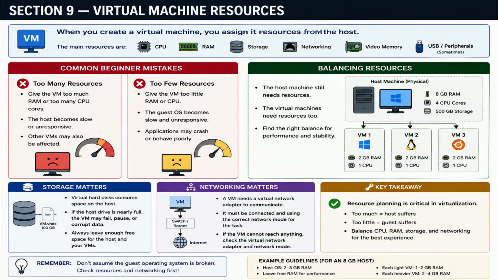If your physical laptop has 8 GB of RAM and you assign 6 GB to one VM, you may be leaving too little RAM for the host operating system. That can cause things like freezing, slow performance, or even crashes. Storage also matters. Virtual hard disks consume space on the host. You may create a 100 GB virtual disk, but if the host drive is nearly full, the VM may fail, pause, or corrupt data. Networking also matters.